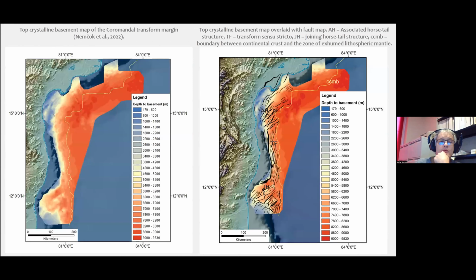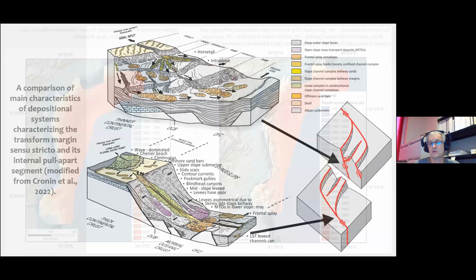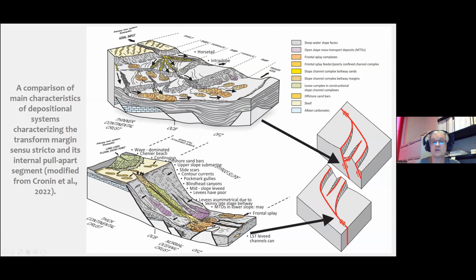Here we are looking at a top-of-basement map showing banana-shaped ridges and valleys of an associated horsetail structure, a high plateau and deep basin characterizing a transform margin sensu stricto, and isometric highs and isometric lows characterizing a joining structure. So they would have very different patterns. This would be a high plateau representation of a transform. This would be an interior pull-apart, inserting a local complexity to depositional systems.